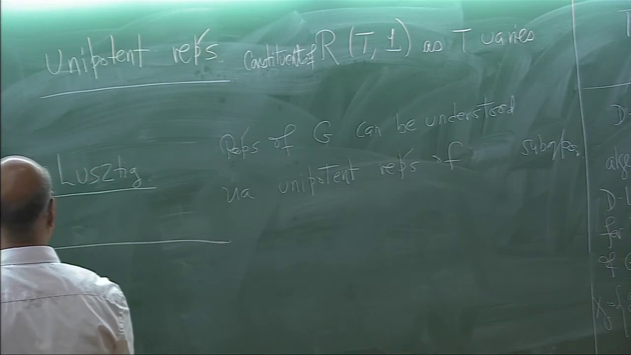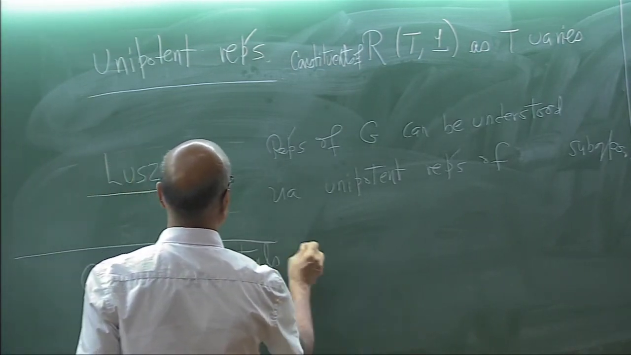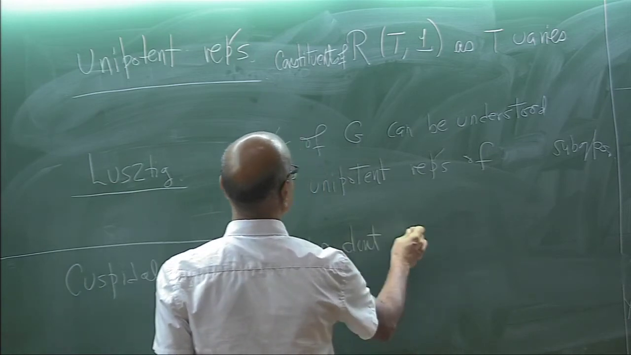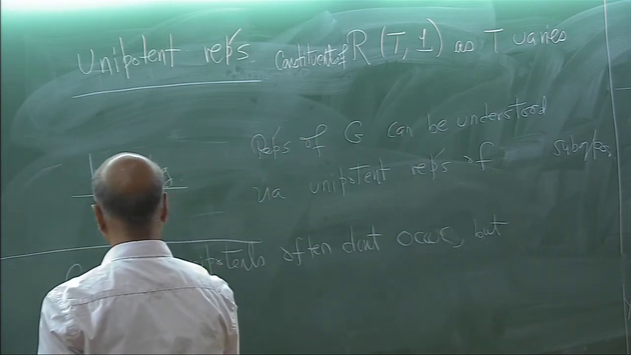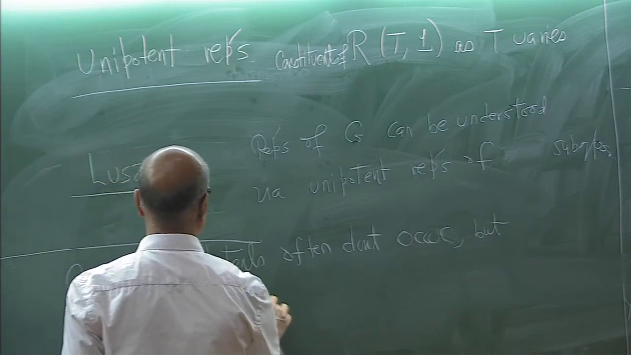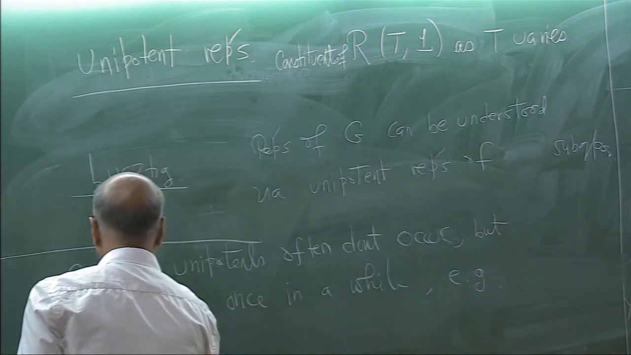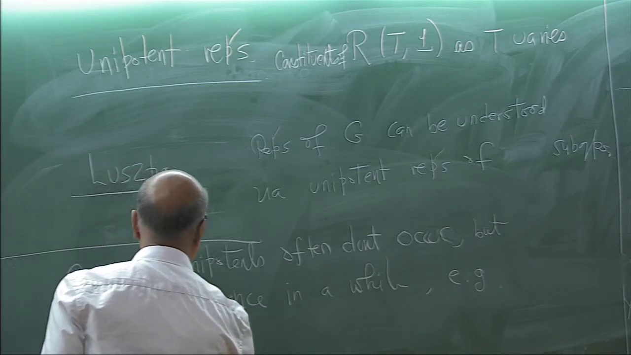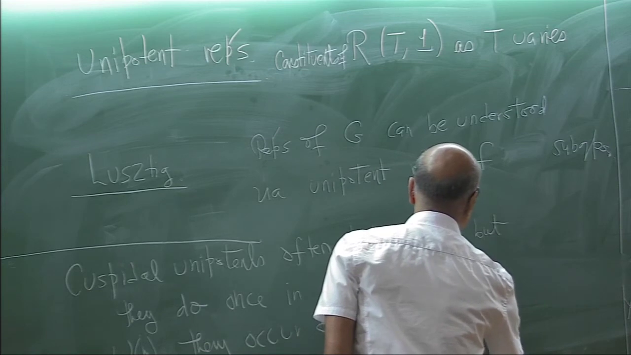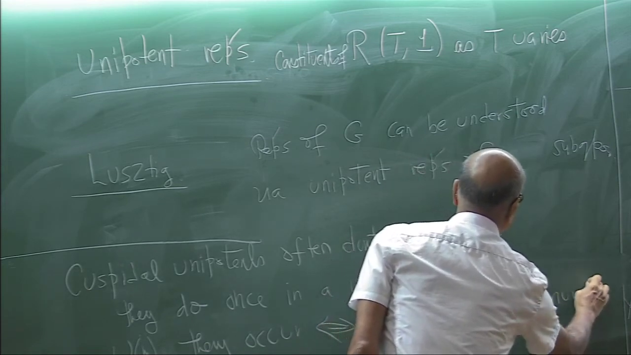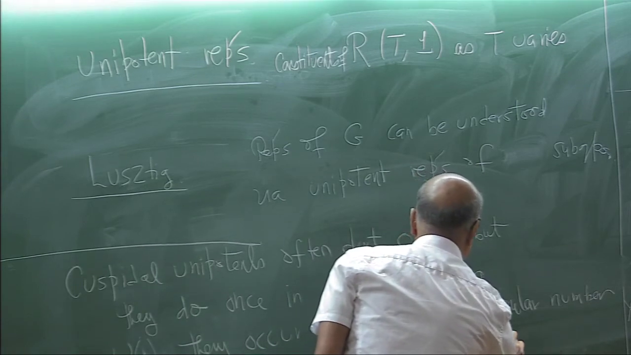So maybe I will just end with this one. Cuspidal unipotents often don't occur, but they do once in a while. For example, for U_m, they occur if and only if m is a triangular number, i.e. m equals 1 plus 2 plus up to d.